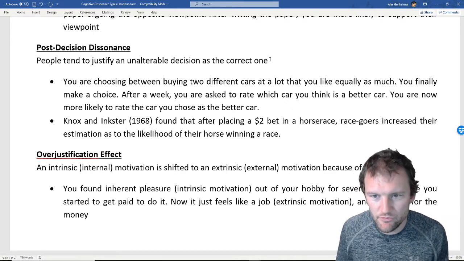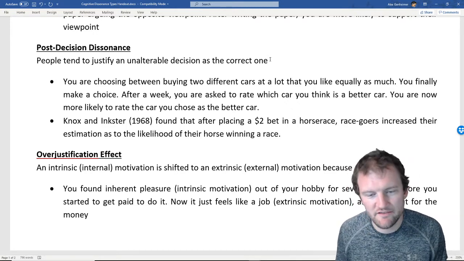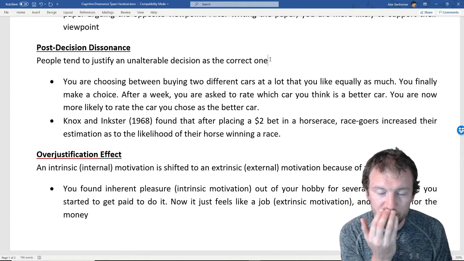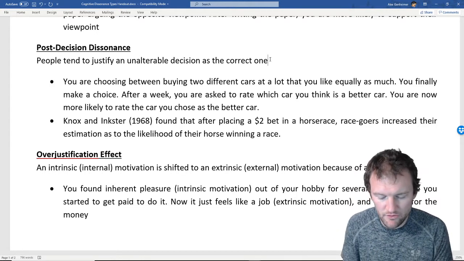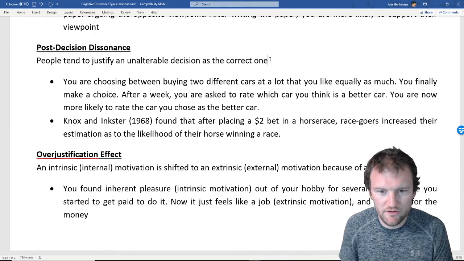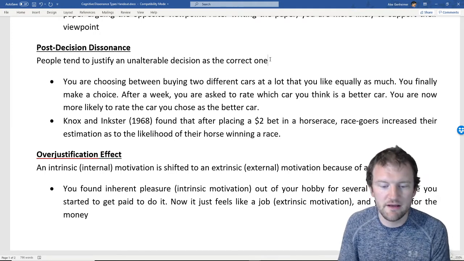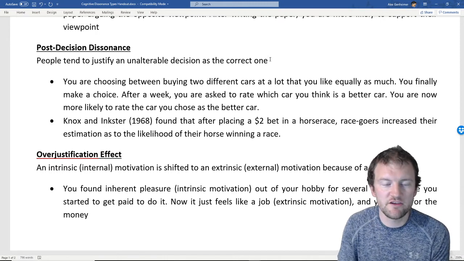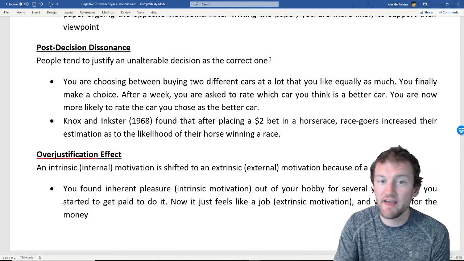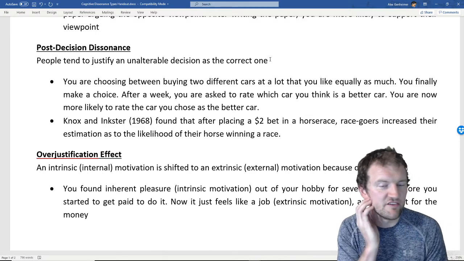OU-OSU is a perfect example. Well, I was about to say no one cares about OU-OSU, but actually most people do. But if you apply to both OU and OSU and you get into one, you go to that one, or you get into both, you choose one, whatever, you end up at one of them. Obviously, you're going to be a big advocate for that school over the other school, and that's post-decision dissonance.